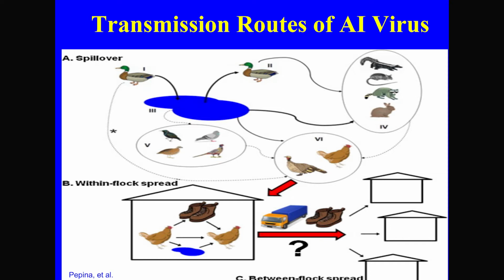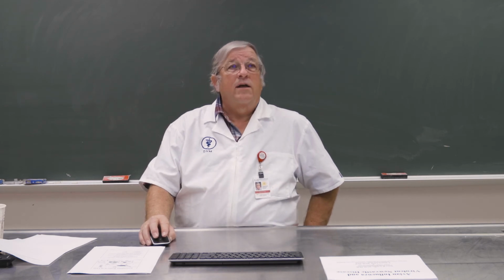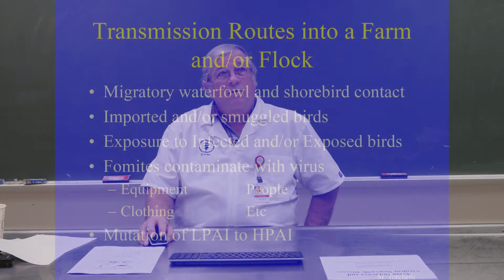Now, how does the avian influenza virus transmit? Here are some designations of the transmission routes. We can have spillover, where this is coming from waterfowl, from this pond, getting into the poultry, getting into wild birds, getting into our poultry here, getting into other animals such as skunks and rabbits and things like that.